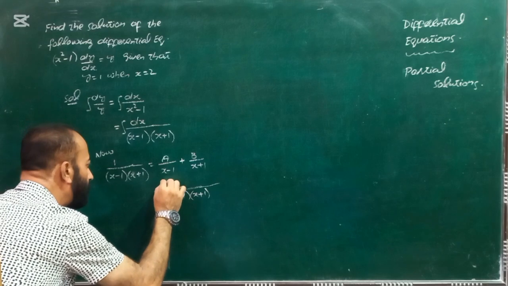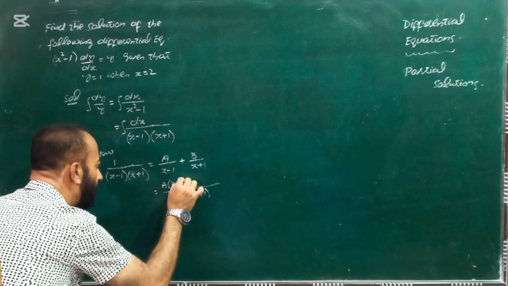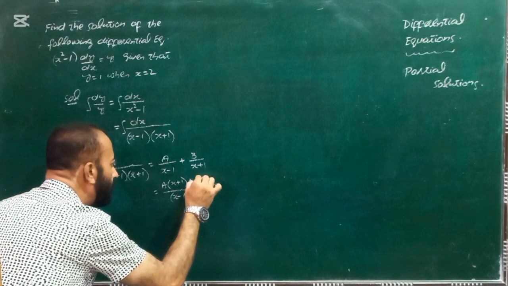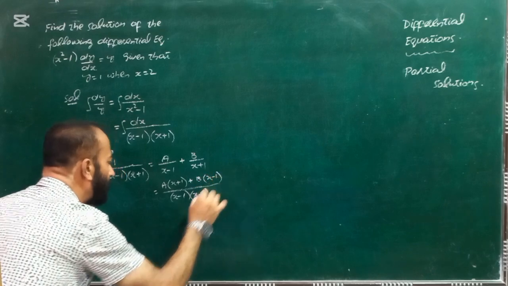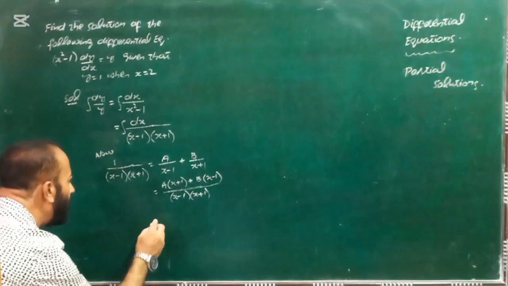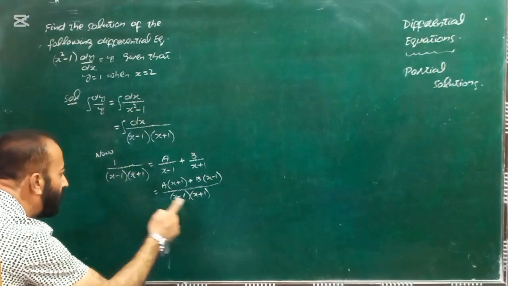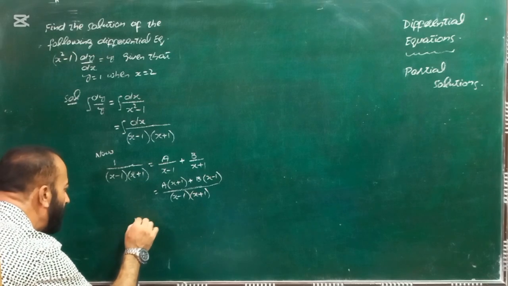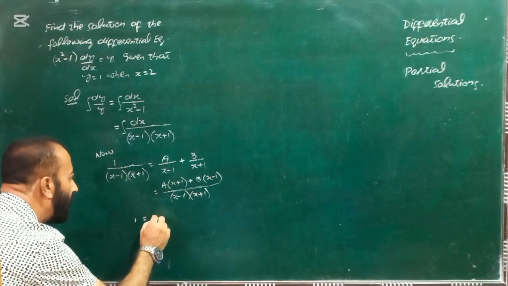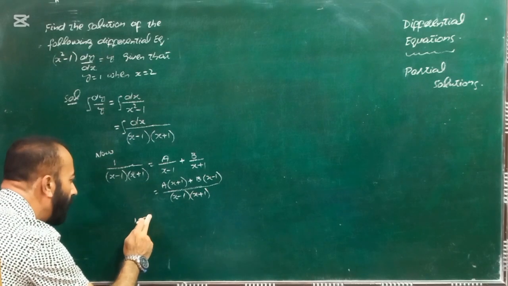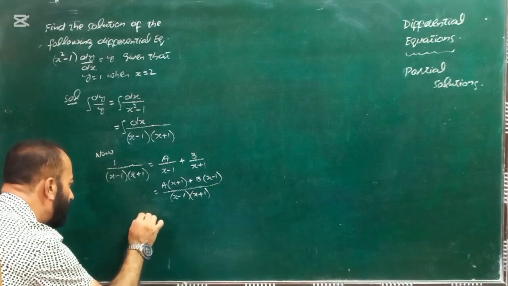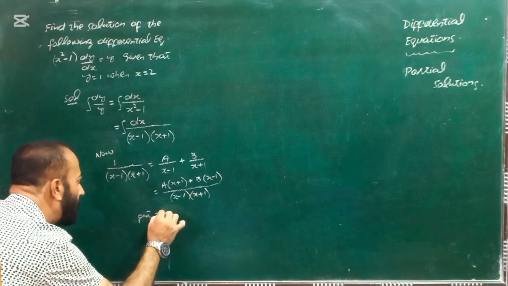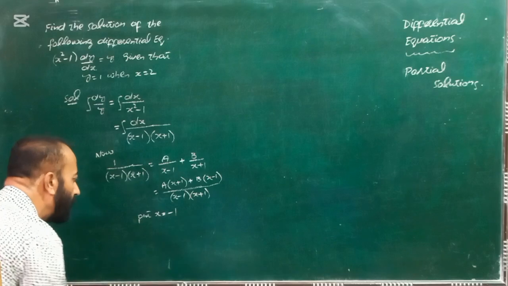So a into x plus 1 plus b into x minus 1. Okay, from here both sides' denominators will be cancelled. On the left hand side will be 1, and on the right hand side, okay, put at the same time. So x is equal to minus 1.